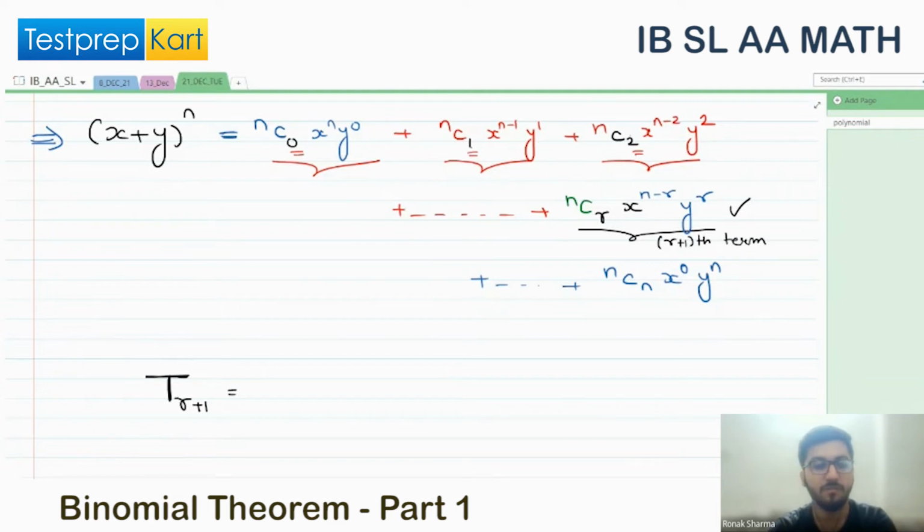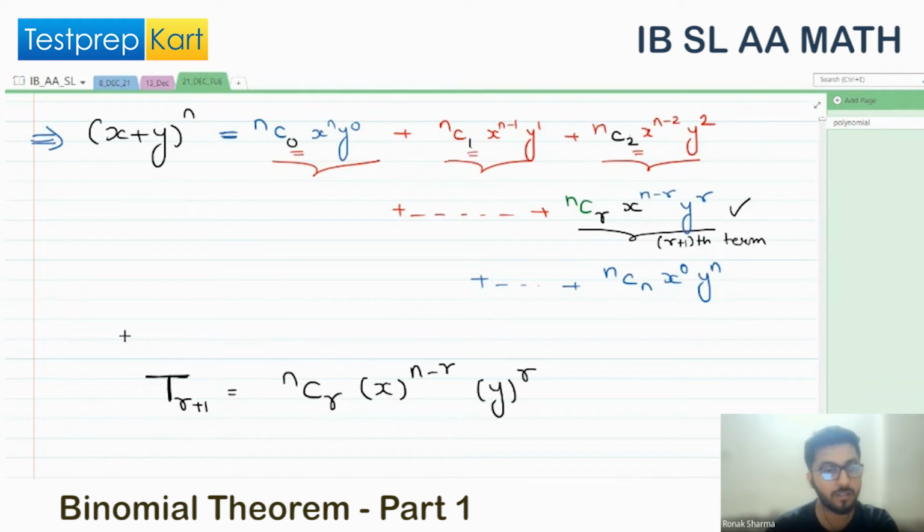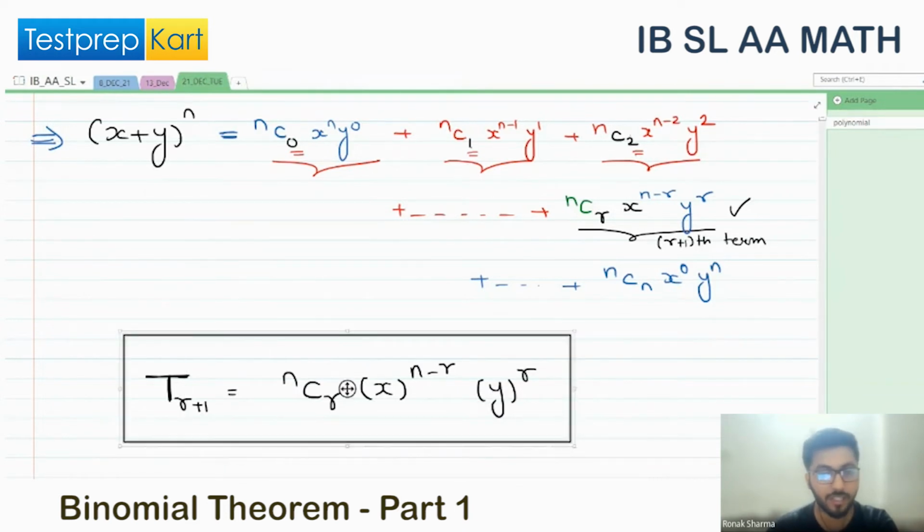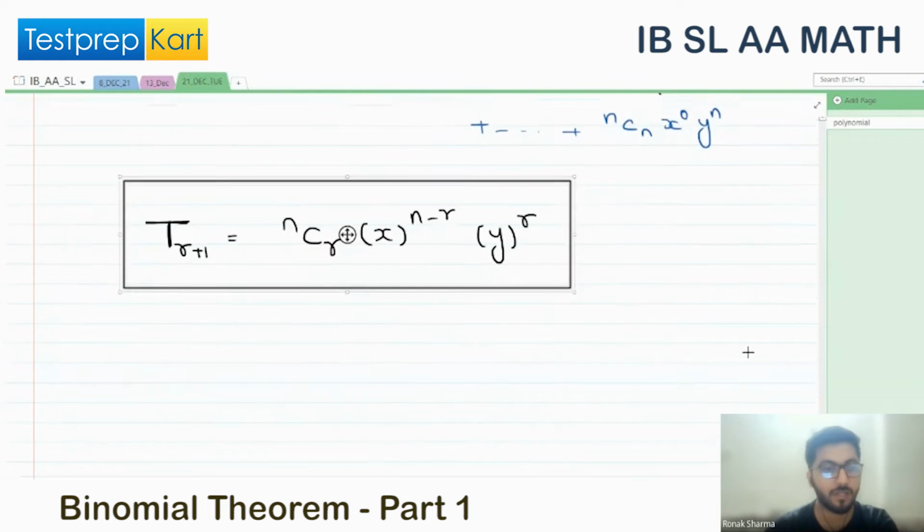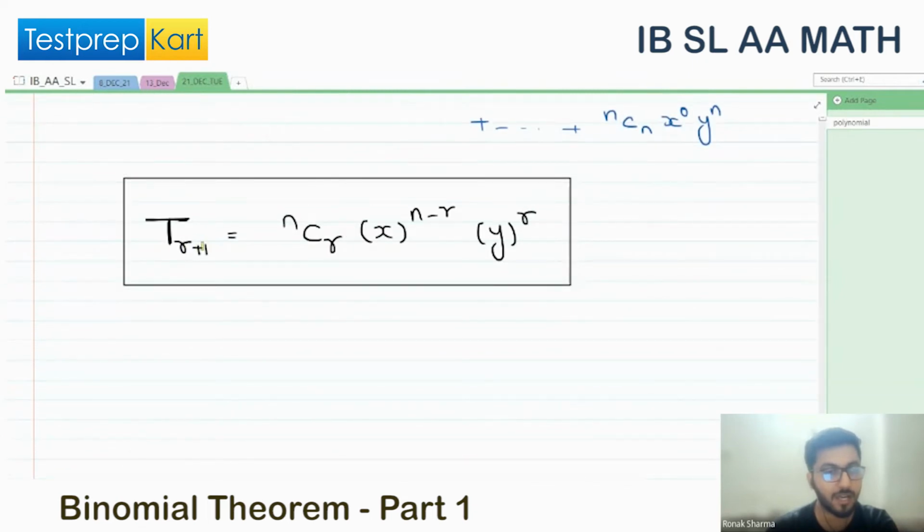T R plus 1 is given by nCr x power n minus r y power r. So this is the formula that you should use if I ask you any term in the expansion. But keep this in mind that we are talking about R plus 1 at term.